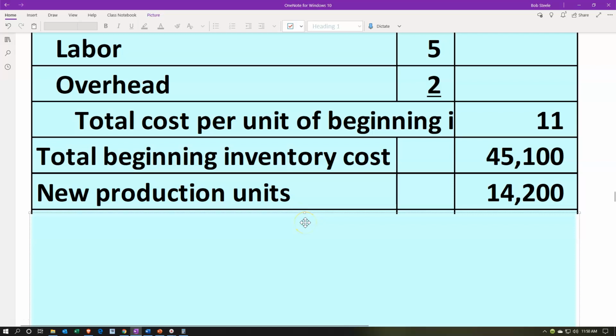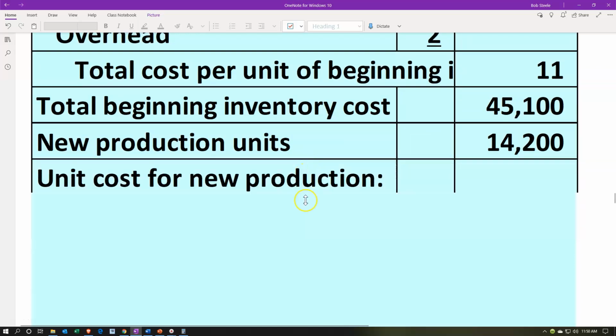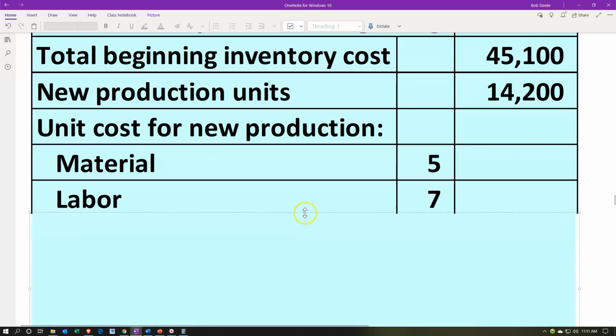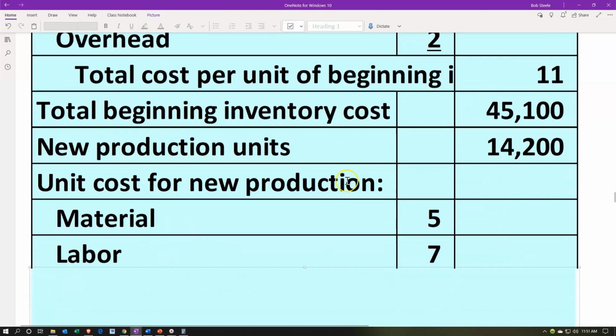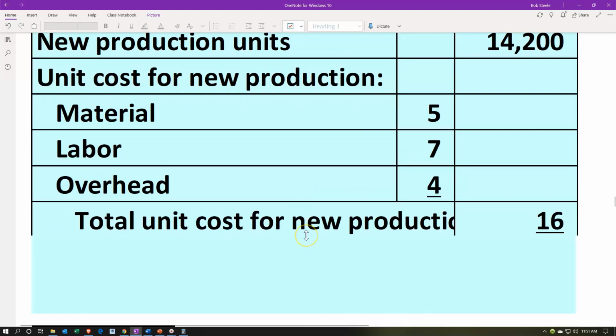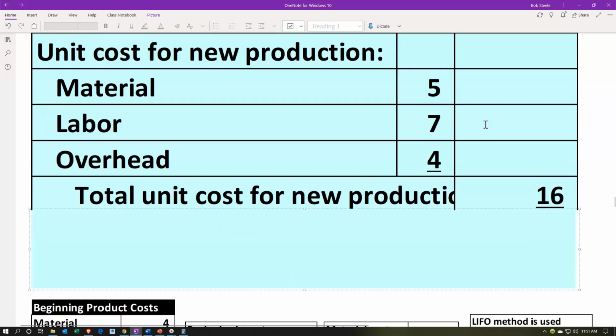Then we're going to take a look at the units that were produced in the time period, 14,200 units. They then have a unit price of $5 for the material, as opposed to before it was $4. And labor is $7, overhead is $4. That's going to give us a total of 16. So once again, the total unit price went up from 11 to 16.